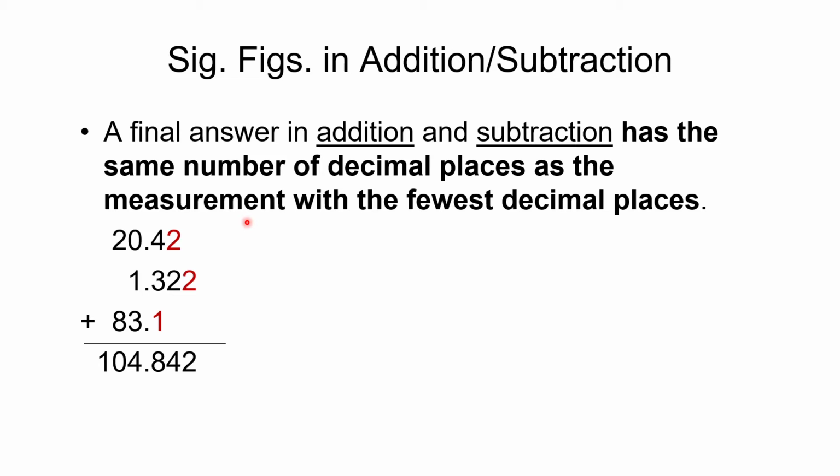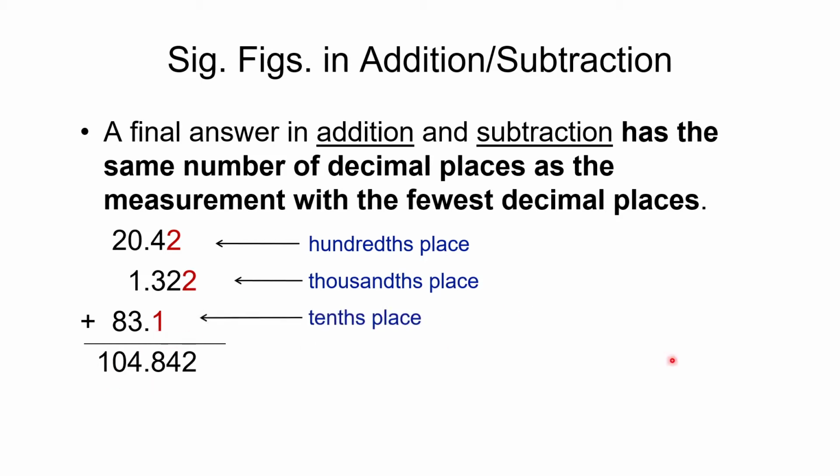When we look at this, you'll see I've highlighted in red the last significant figure in each of these numbers. And when we look at what place those red numbers are in, that 2 is in the hundredths place. This 2 in the 1.322 is in the thousandths place. And then this one is in the tenths place.